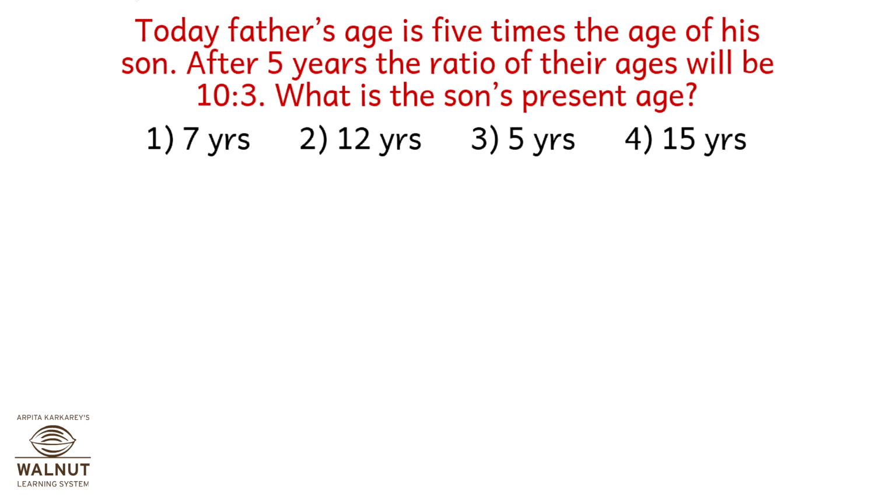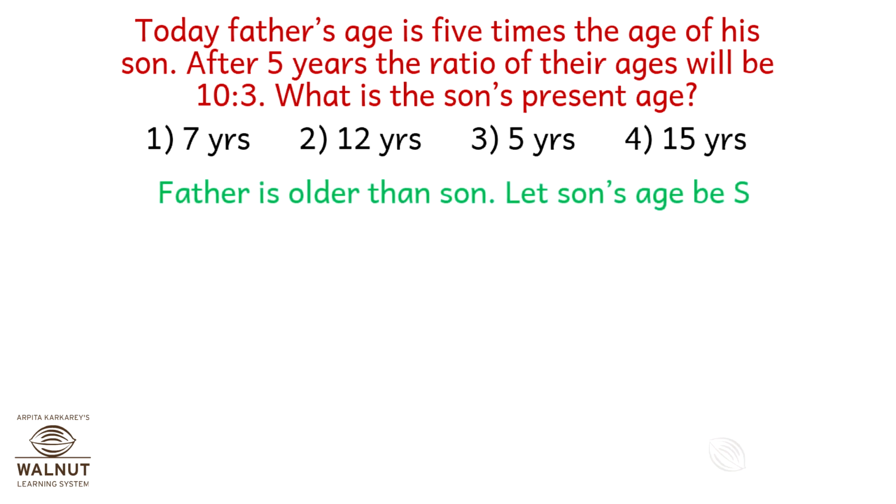Today, father's age is 5 times the age of his son. After 5 years, the ratio of their ages will be 10:3. What is the son's present age? Father is older than son. So let the son's age be S. So age today is S and father's age is 5S.